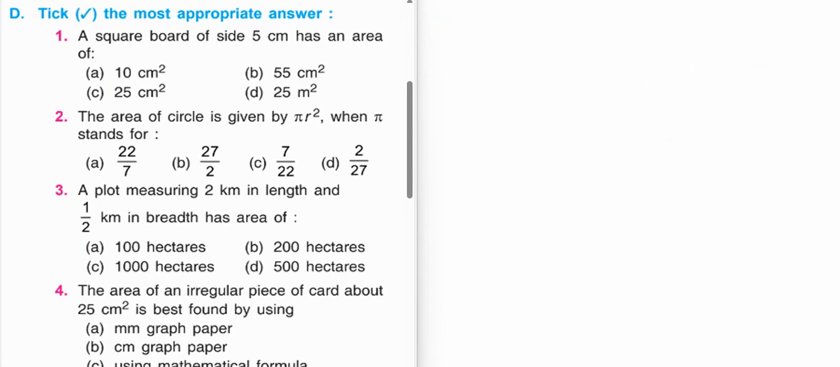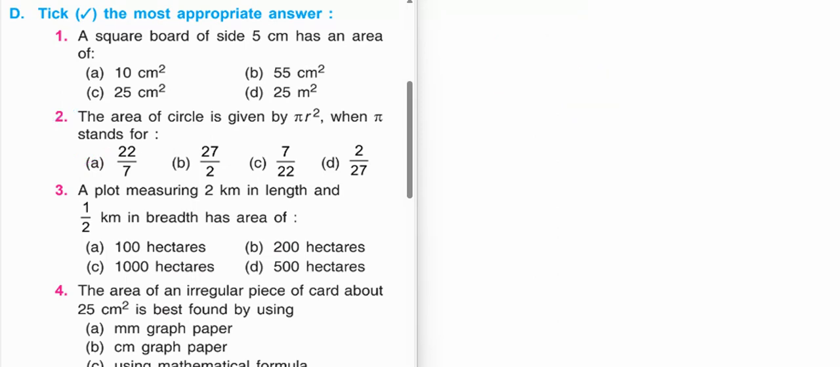Now we are solving question number 2. The area of a circle is given by pi r square, where pi is 22 upon 7. I think the solution is clear. Hence the correct option is option A.